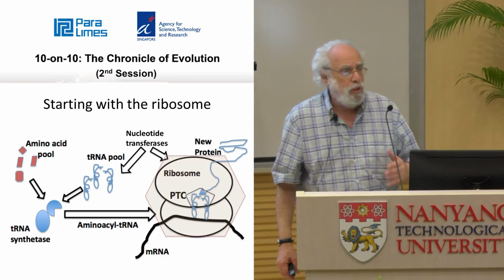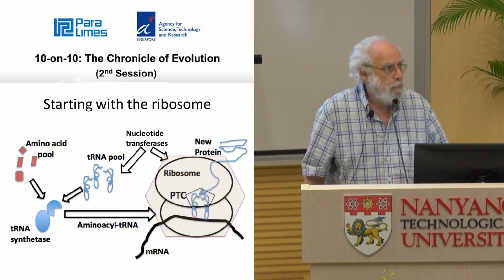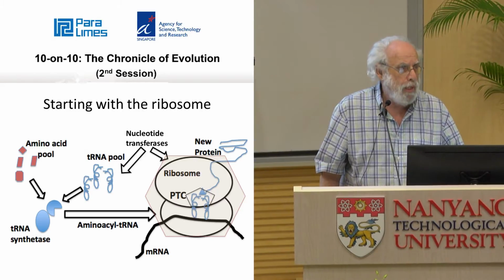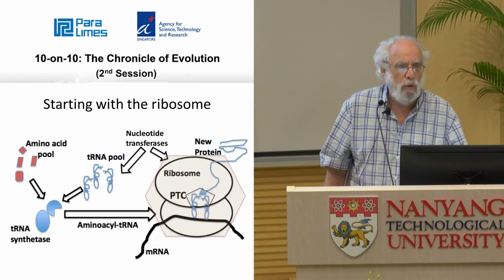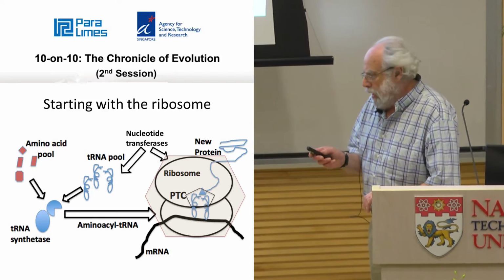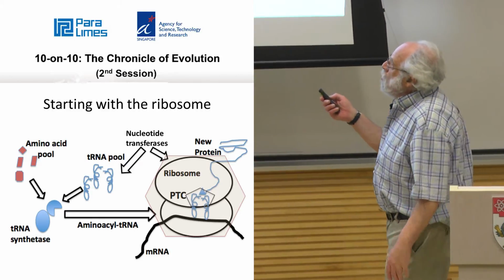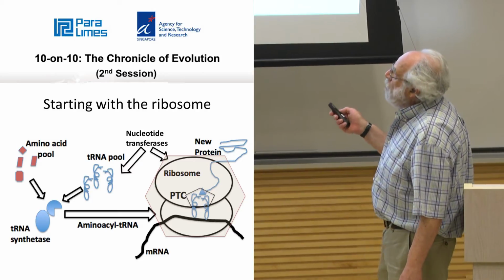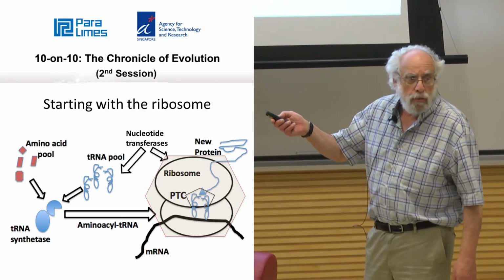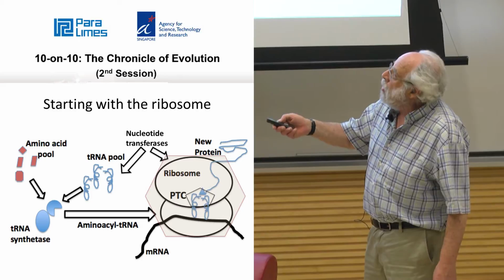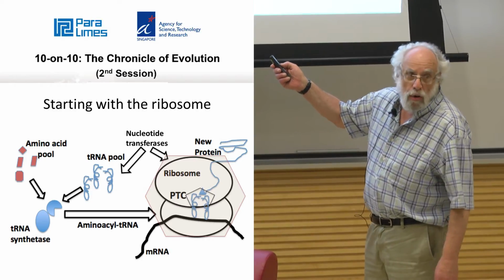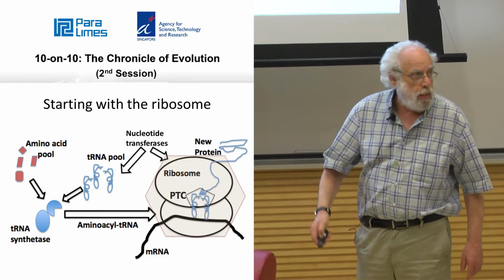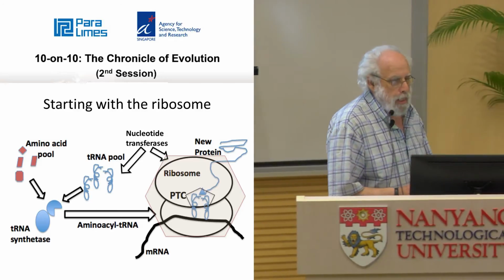It's a beautiful piece of machinery, and it's huge. That meant it had to evolve. It could not have begun in this huge, complex form, and the question is, can one get at the evolution of the ribosome? So I'm going to start off with the ribosome. I'm going to go back to the aminoacyl tRNA synthetase and its evolution, and then to the evolution of the tRNA based on these nucleotide transferases, the CCA enzyme that adds CCA to the tRNA.